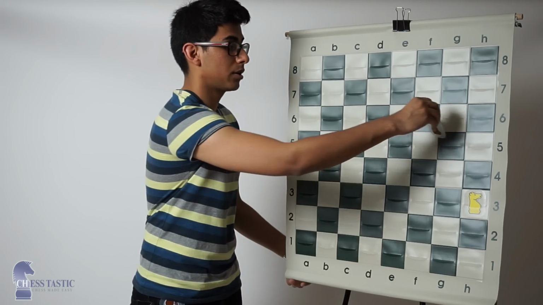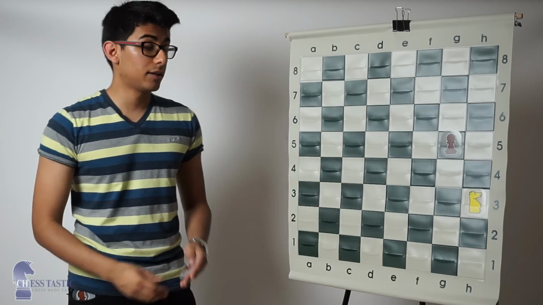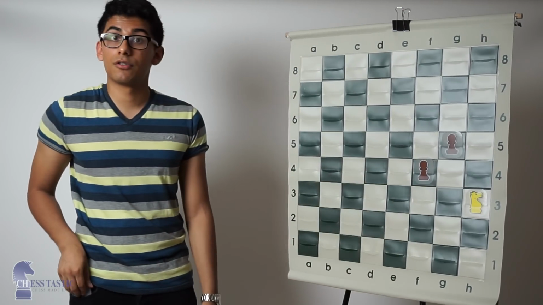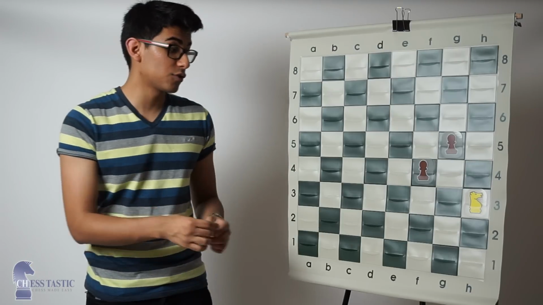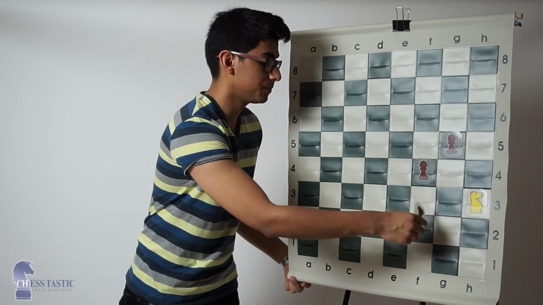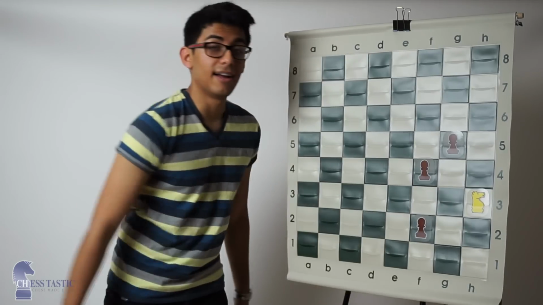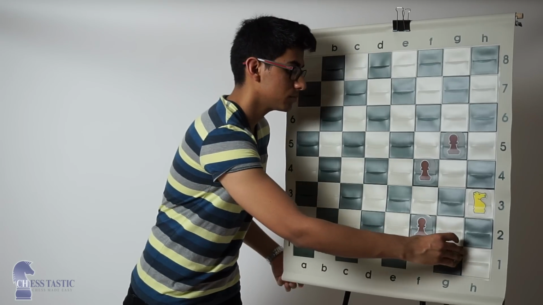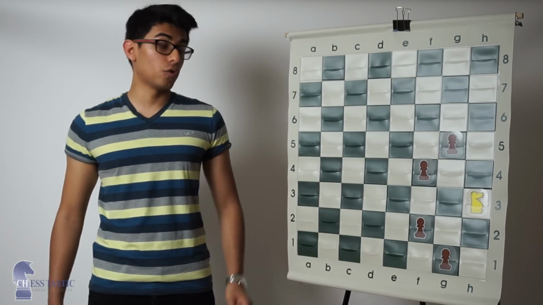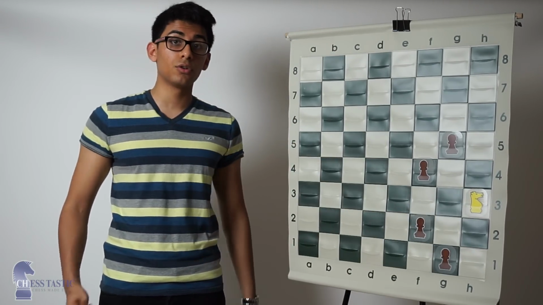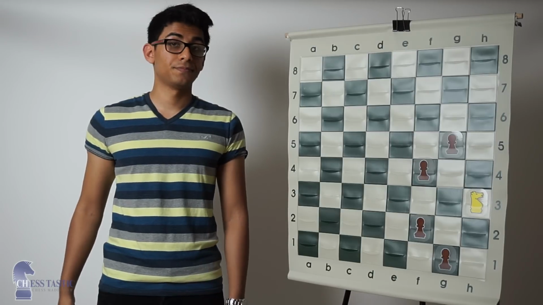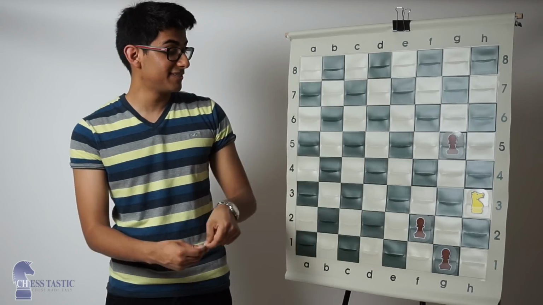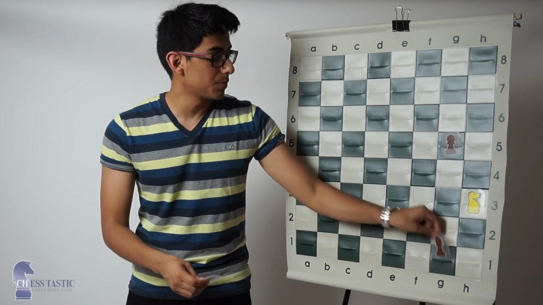The knight can go to the square g5. The knight can go to the square f4. What other squares can the knight go to? The knight can also go to the square f2. And the knight can go to the square g1. Great, so this knight on h3 can go to 4 squares. That's pretty awesome. Now I'm going to take all these pawns off once again.